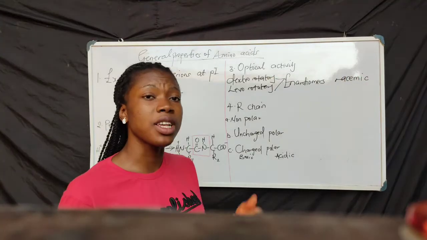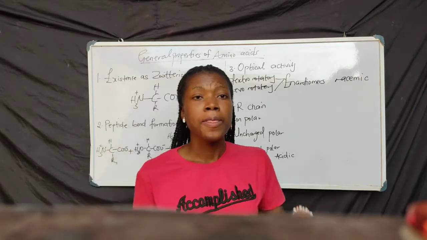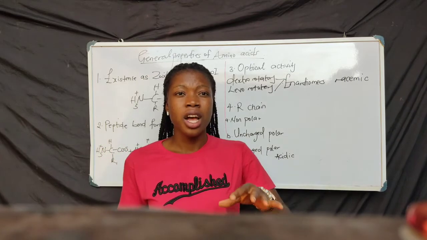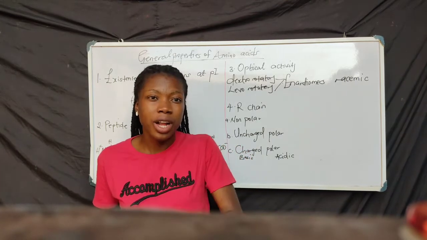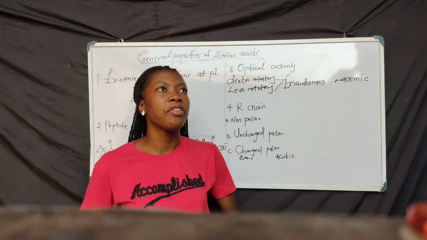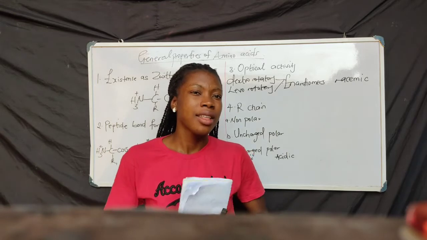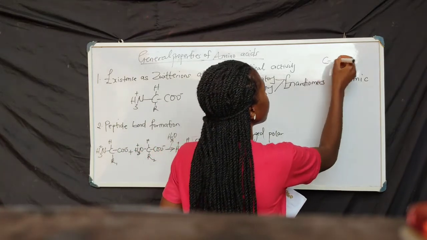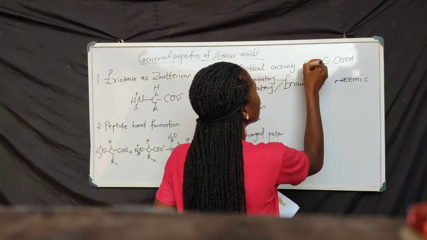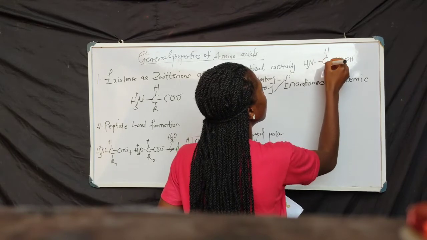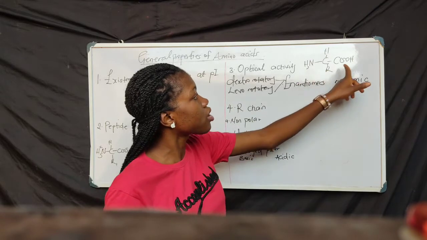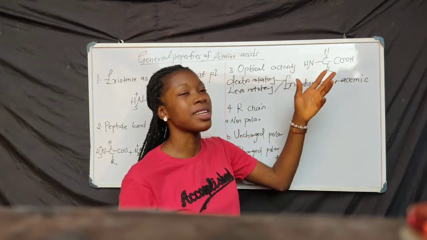For a molecule to be optically active, it must have a chiral center. What is a chiral center? A chiral center is a carbon that is tetrahedral. That means it has 4 different groups attached to it. If you look at the structure of the common amino acids, you notice that the amino acids have 4 different groups attached to the alpha carbon, and of course there's an exception.